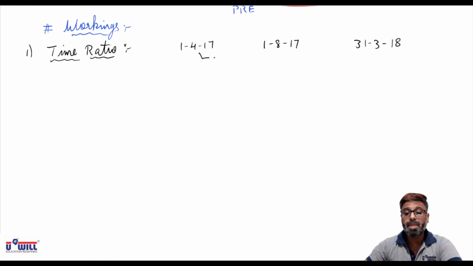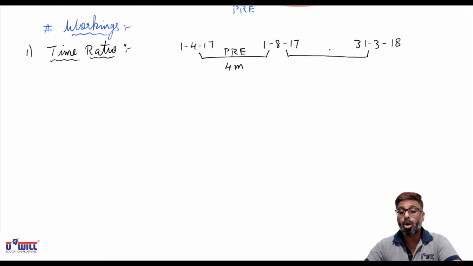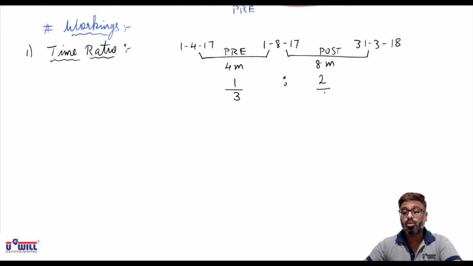Now April, May, June, July. August is 1st, so 1st August means August will not be included. April, May, June, July, 4 months is pre-incorporation period, and then August to March, post-incorporation period, is 8 months. Both are divisible by 4. 4 divided by 4 is 1. 8 divided by 4 is 2. So 1 is to 2. 1 by 3, 2 by 3 is time ratio.